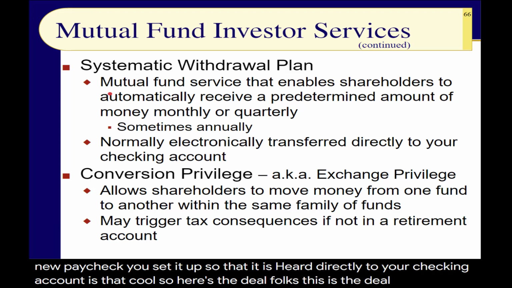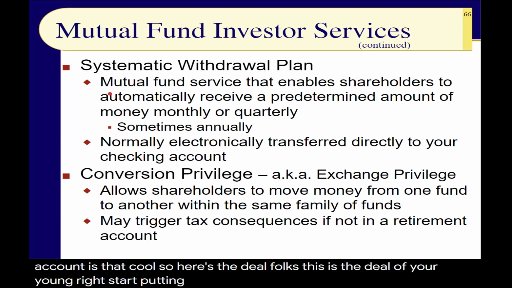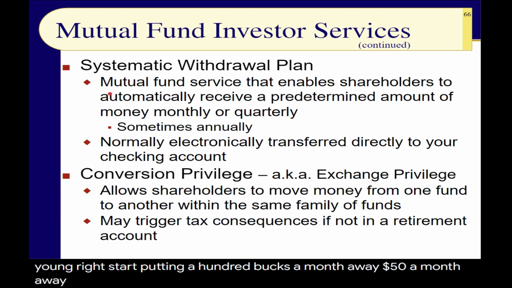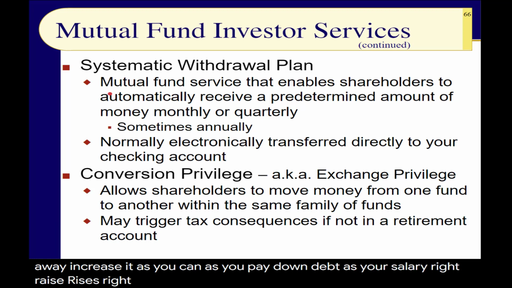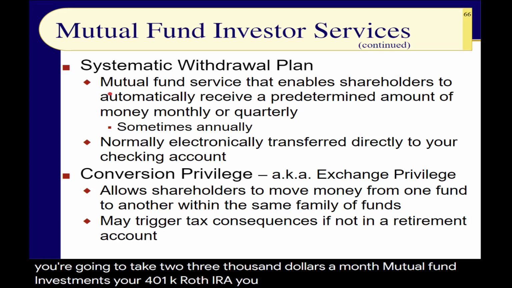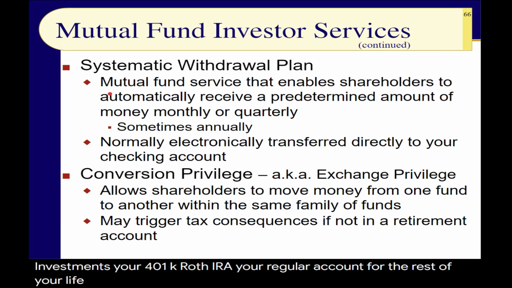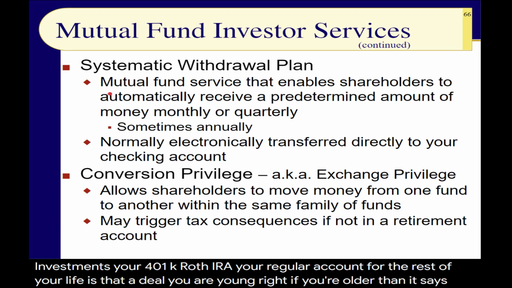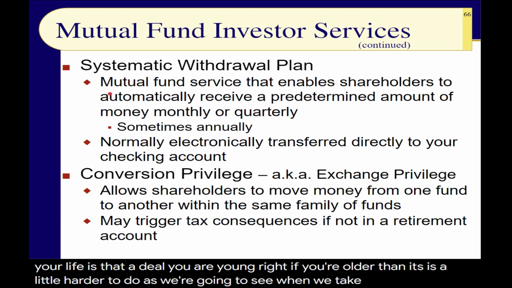So here's the deal, folks. You're young, right? Start putting $100 a month away, $50 a month away. Increase it as you can, as you pay down debt, as your salary goes up. You do that for 30 or 40 years. And then you're going to take $2,000, $3,000 a month or more out of your mutual fund investments, your 401k, your Roth IRA, your regular account for the rest of your life. Is that a deal? You are young, right? If you're older, then it's a little harder to do, as we're going to see when we take a look at some of the illustrations.